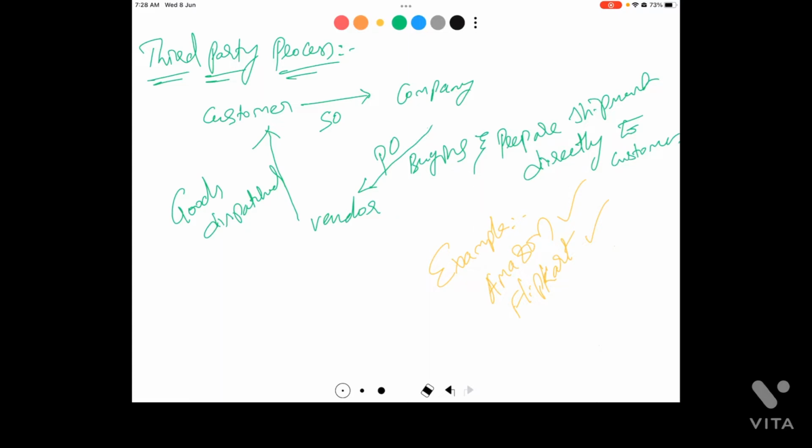They have the agreements, like sometimes if a false item is dispatched and the customer is ready to return it, the vendor also should accept that return. There should be some return policy also, right? Okay, so this is the third party procurement process.